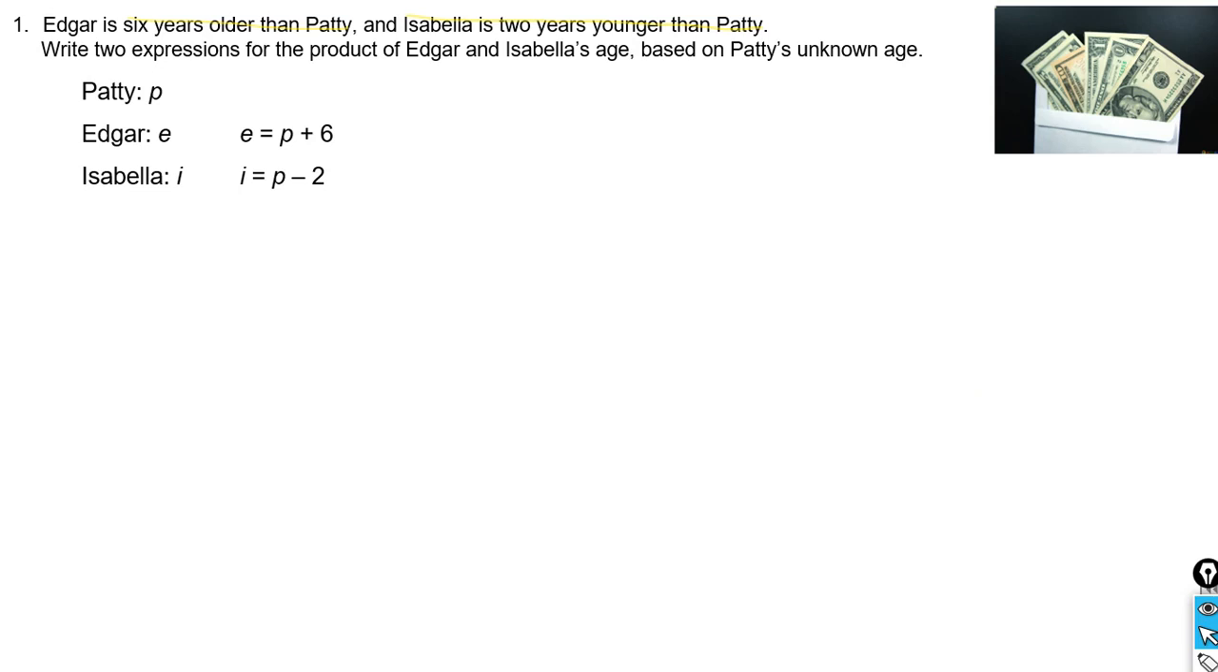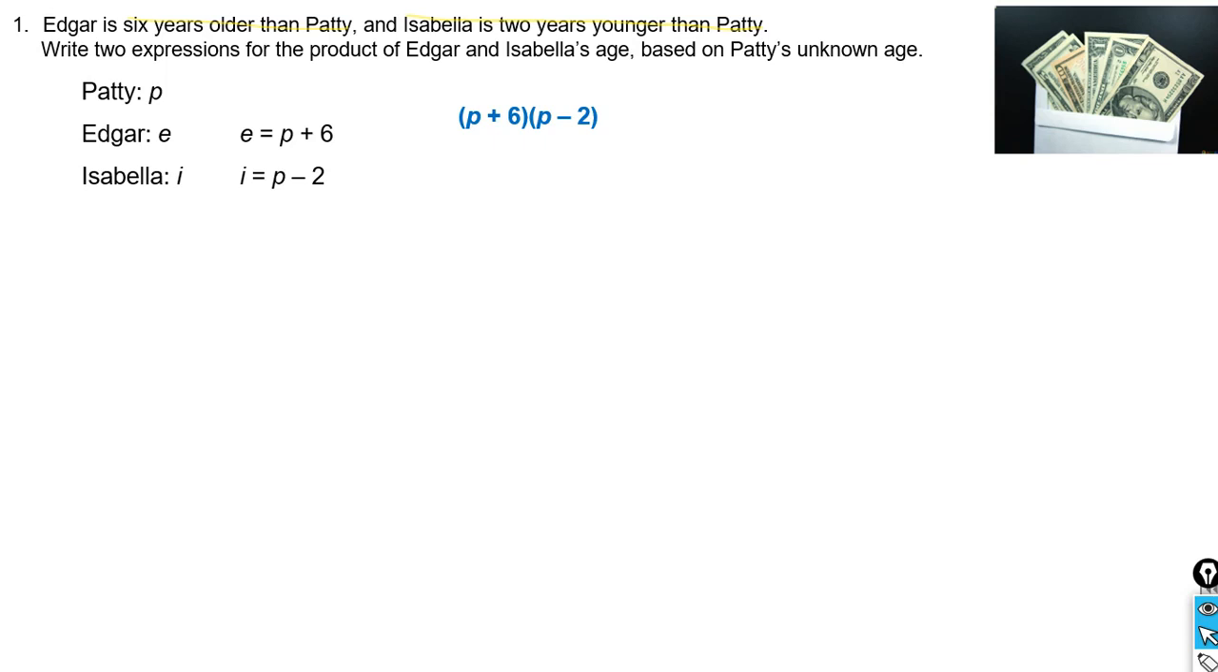Next, it says write two expressions for the product of Edgar and Isabella's age based on Patty's unknown age. So we know that the product is what we get when we multiply two numbers or two expressions. And so we need to multiply Edgar's age and Isabella's age together and then simplify. So we're going to take the expressions that we've written for each of those two people.